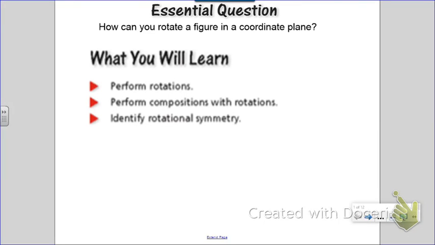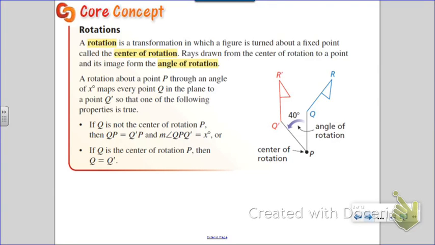Today's lesson is on rotations. We'll look at how to complete rotations and a variety of types of rotational symmetry. A rotation is a transformation in which a figure is turned about a fixed point called the center of rotation.